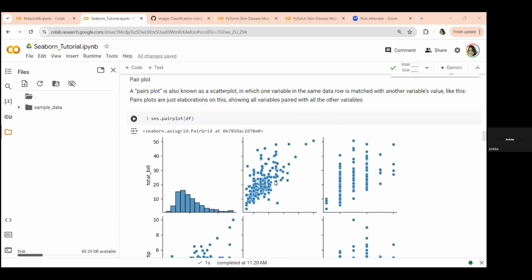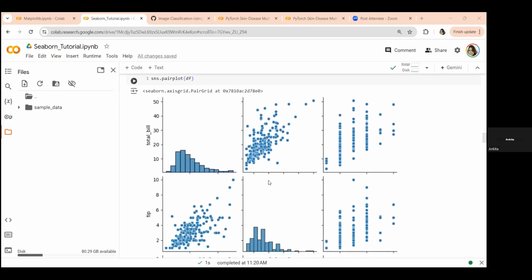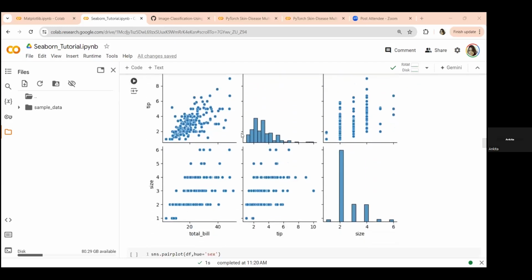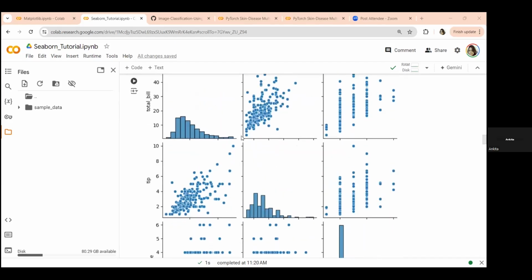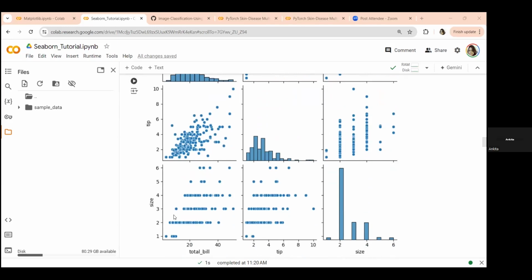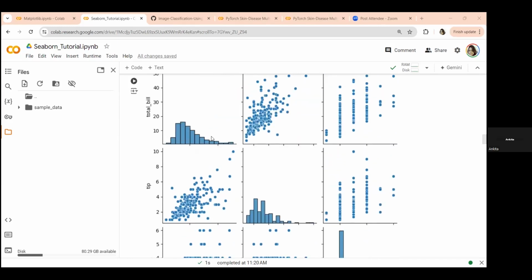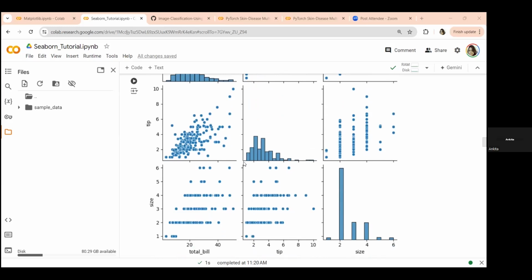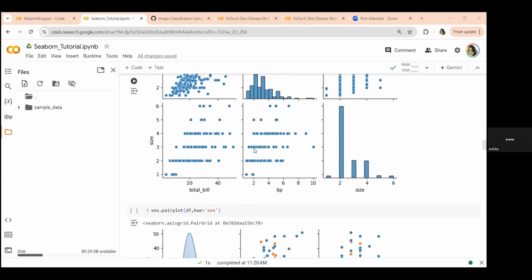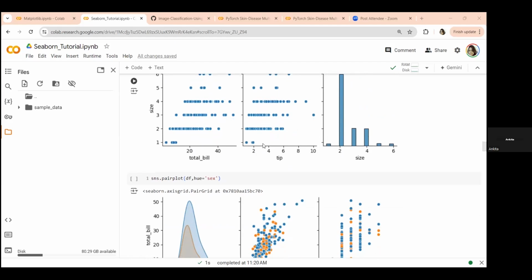These are the different types of relationships possible between these three features: total bill with size, total bill with tip, tip with itself, and tip with size. These types of relationships are permutations and combinations of all the relationships between these features.